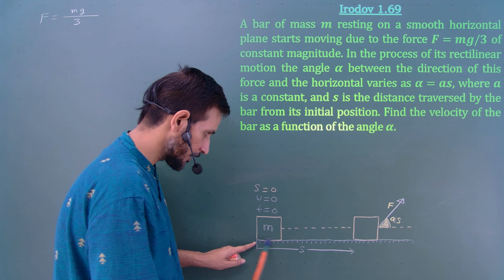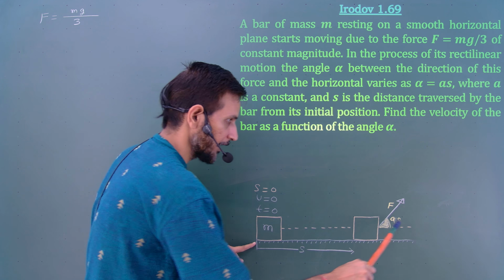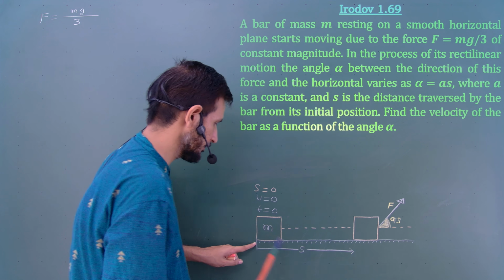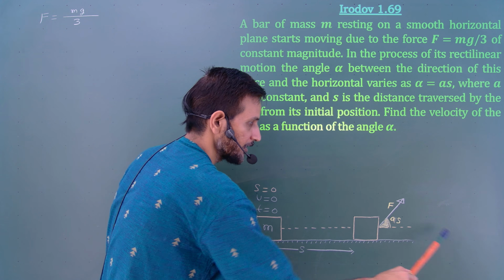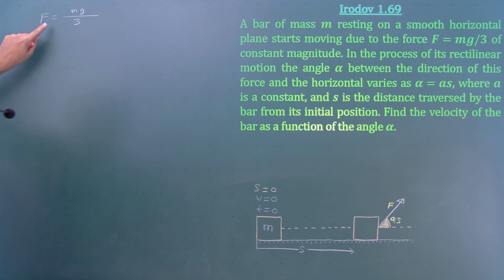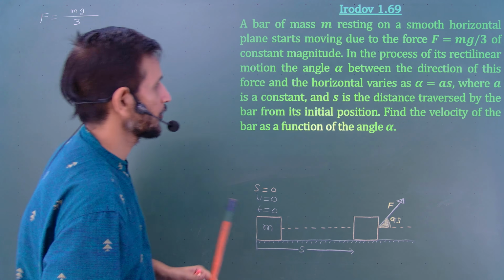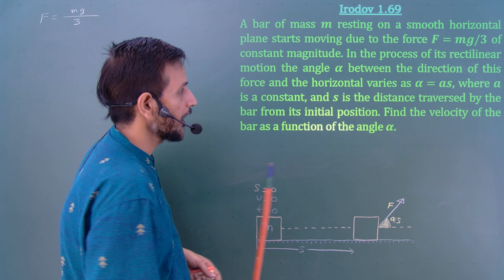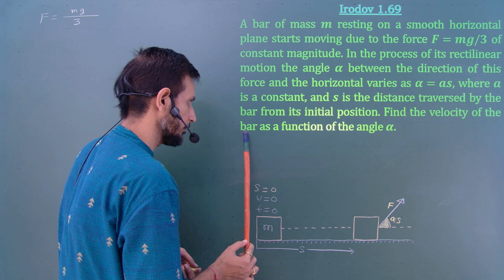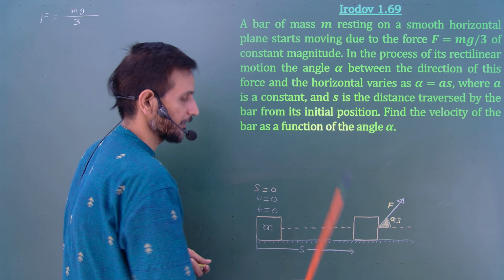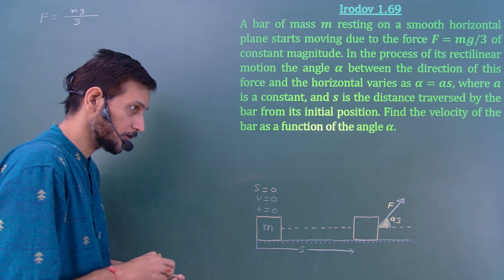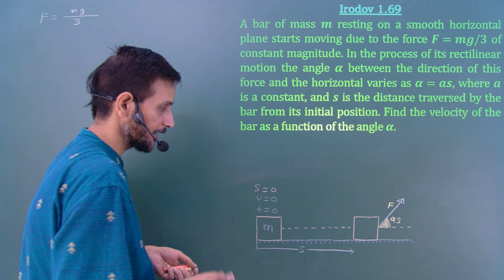So what is the question? When this block travels a distance of 1 meter, this angle is a. When this block travels a distance of 2 meters, this angle is 2a. When this block travels a distance of 3 meters, this angle is 3a. So this angle is variable, but the magnitude is constant. We have to find the velocity of the bar as a function of the angle alpha. So we have to calculate the velocity of this block as a function of angle alpha.